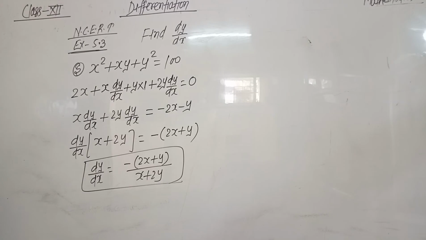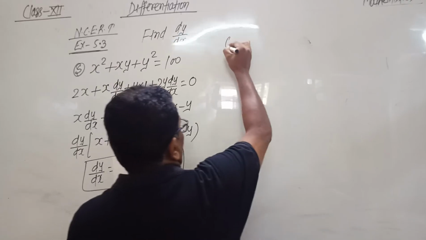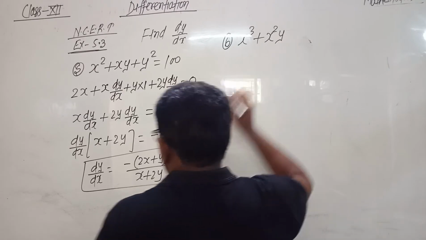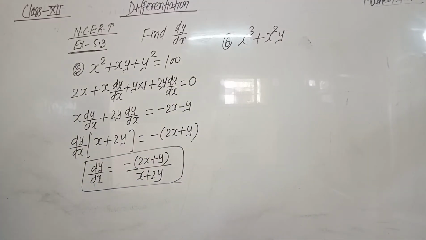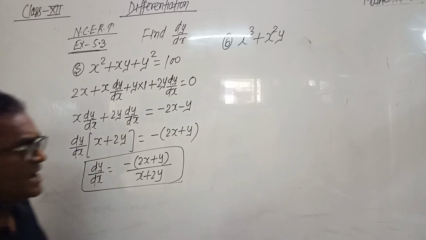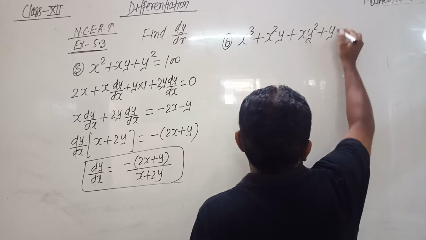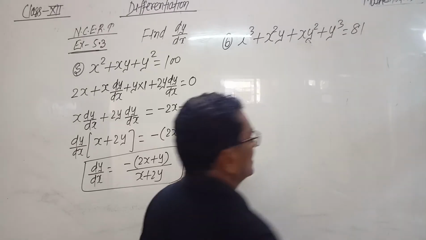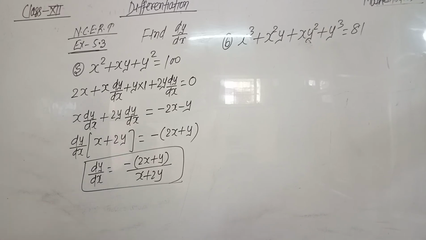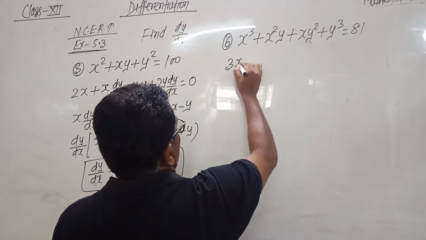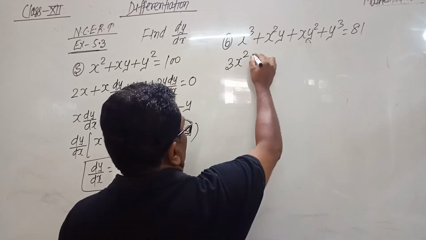Next question, question number 6. x cube plus x square y plus xy square plus y cube equals 81. So the differentiation of x raised to the power 3 will be done using the formula x raised to the power n, so 3 into x raised to the power 3 minus 1, meaning 2.